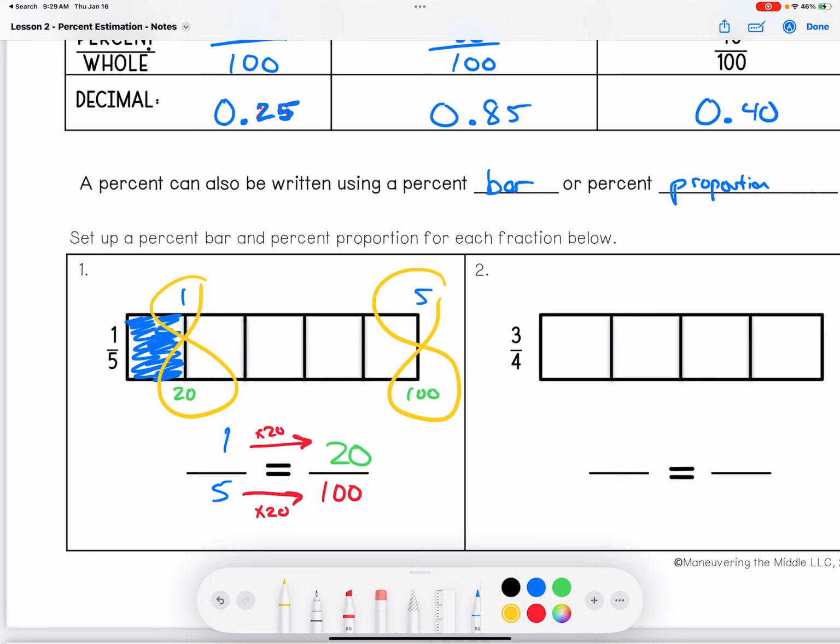Now, what is the percentage? Now that it's out of 100, we can put the percentage sign because percentage is out of 100. So the percentage is 20 out of 100%.